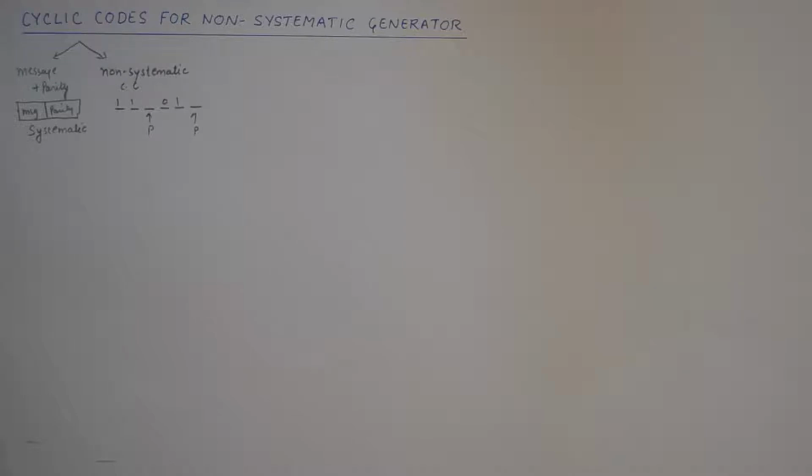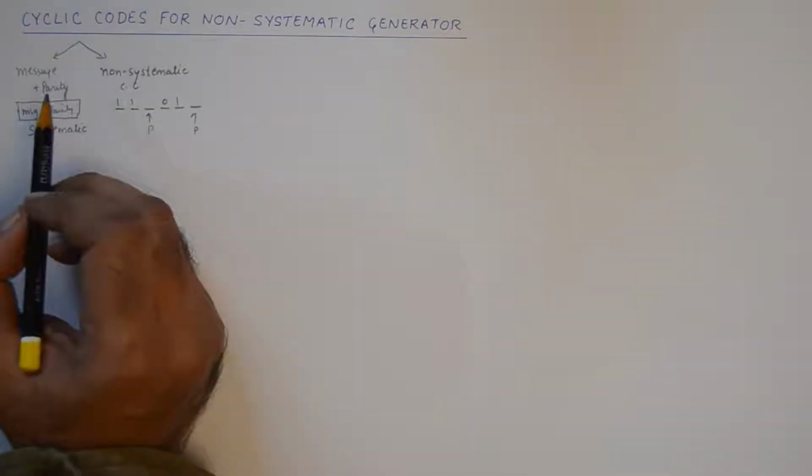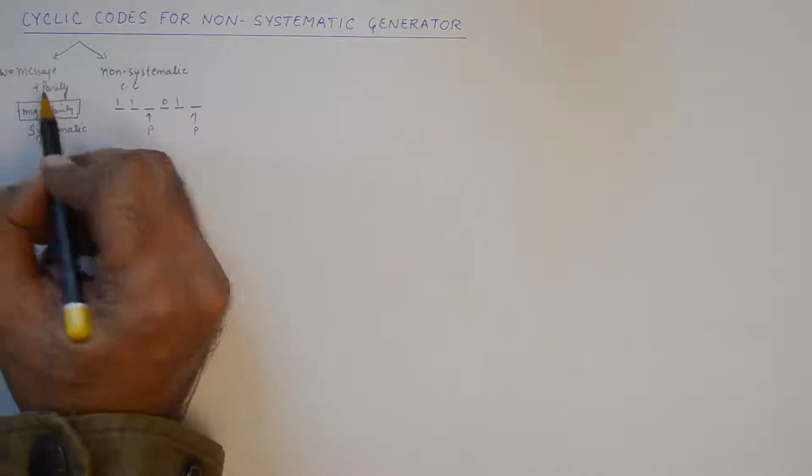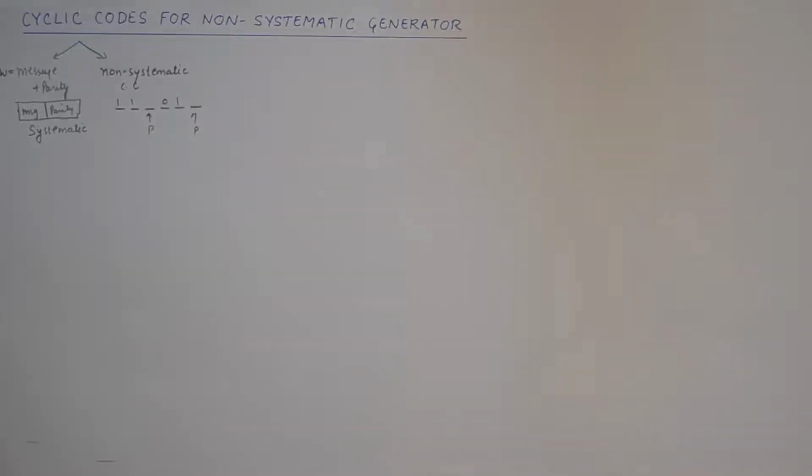From the previous discussion of linear block codes, if you see the previous video on linear block codes, I discussed that the code word is composed of message plus parity. Now, why is parity important? Because it helps in detection and correction of error. So it's important when you send message, you send it along with the parity.